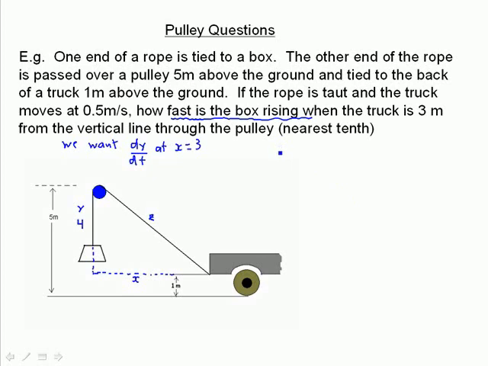Because the equation we will get is x squared plus 4 squared, or 16, is equal to z squared. And then when we differentiate that with respect to time, we'll get 2x dx dt plus 0 is equal to 2z dz dt. And we can then divide out the 2, and we get x dx dt is equal to z dz dt.